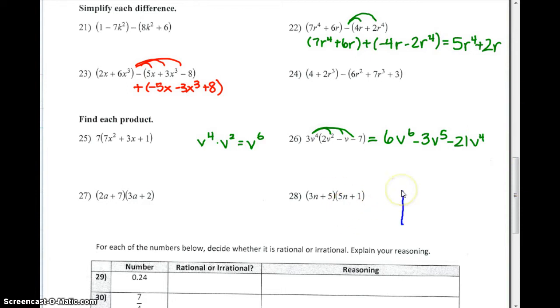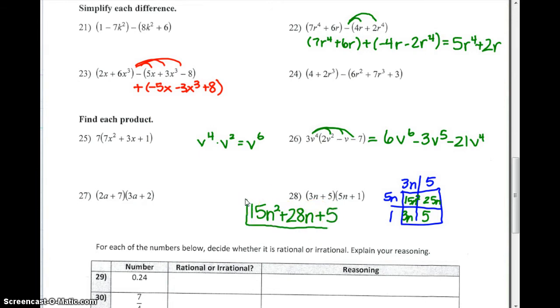On number 28, what we have here is a FOIL problem, or in my case, I would like to use the box method. So I do 3n plus 5, 5n plus 1. So I get 15n squared in this box, 25n, 3n, and 5. I'm sorry, this is a little small here, but I'll write it bigger. So I have 15n squared. Now I have to add 3n and 25n, so I get 28n, and then I add the 5 to the end there. So we combined our like terms to get the 28n.